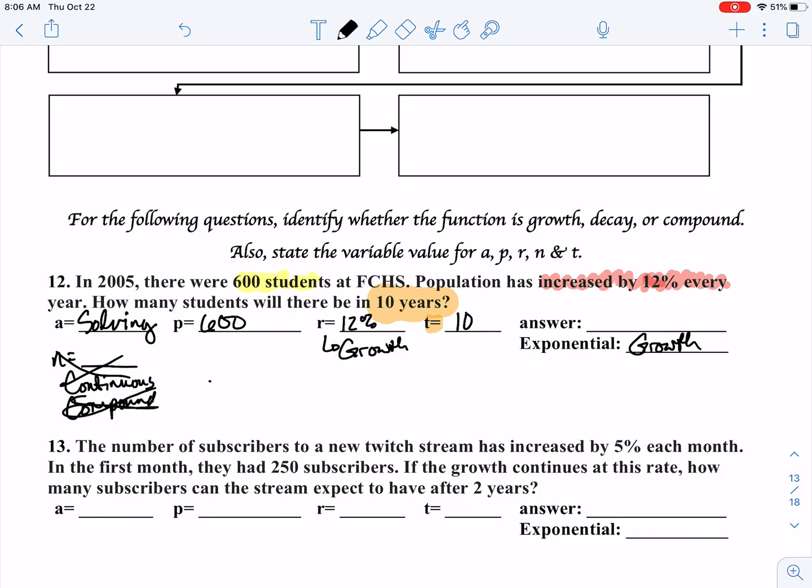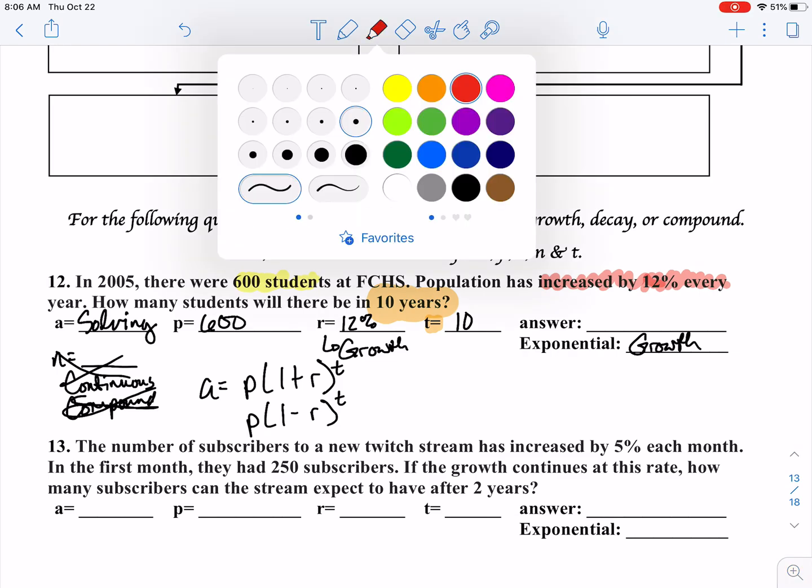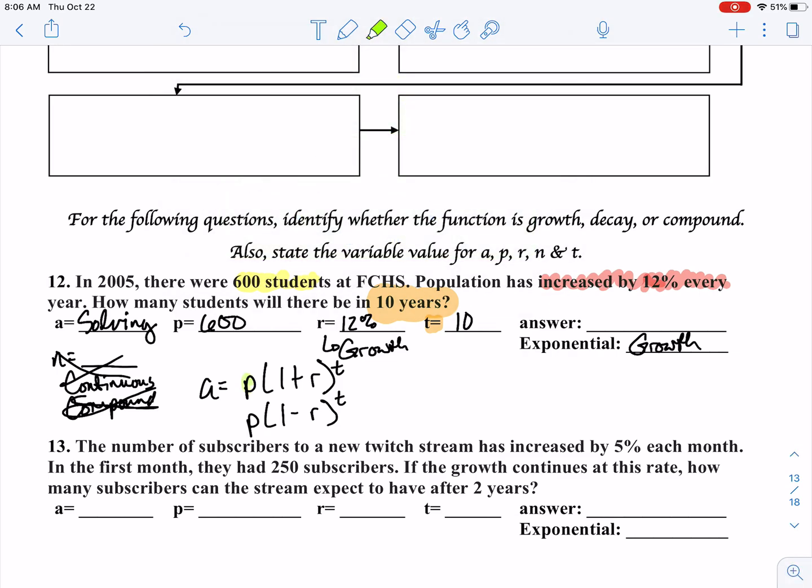So now I know I'm either using A equals P(1 + r) to the t, or P(1 - r) to the t. Increase is growth. Growth is we add. So I'm going to use that equation. And again, we're solving for A this time. Okay.